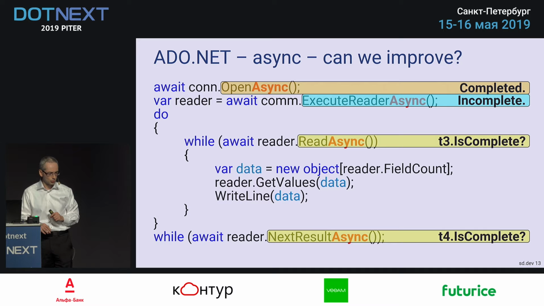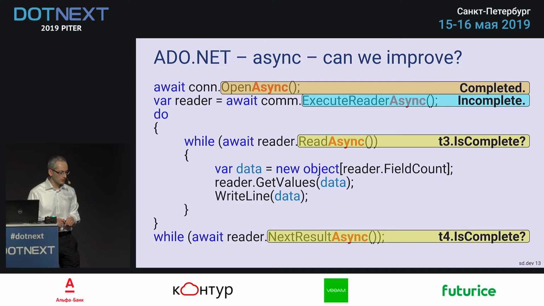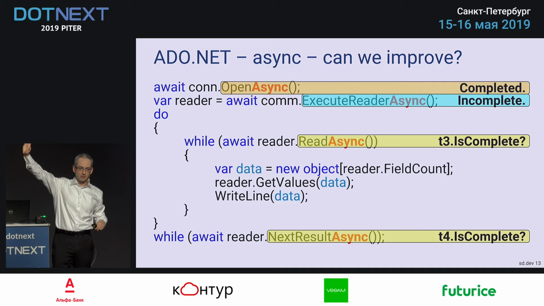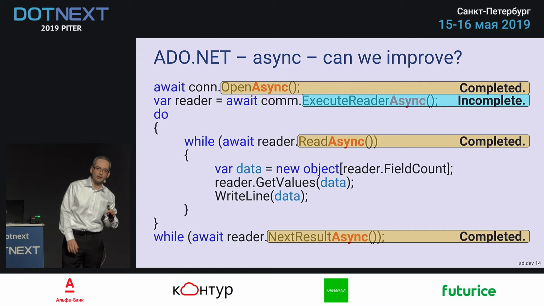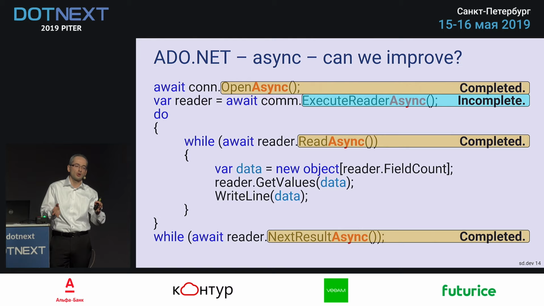What about the other two cases, T3 and T4, where we're calling a method on the reader, reader.ReadAsync and reader.NextResultAsync? Is it going to be complete? Incomplete? Fewer hands. So again, it's going to be completed. And again, for a good reason, because in the vast majority of cases, by the time we are done with ExecuteReader, the results are already going to be sitting in memory. Whether it's a single result set or multiple result sets, the results are already going to be sitting in the memory of your client and readily available, and those tasks will also be completed.